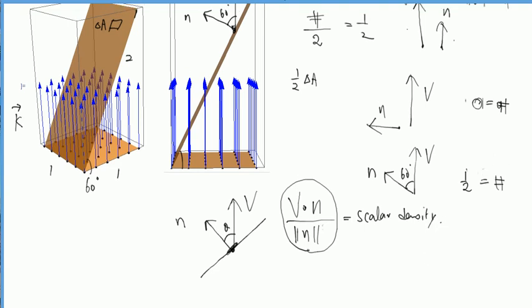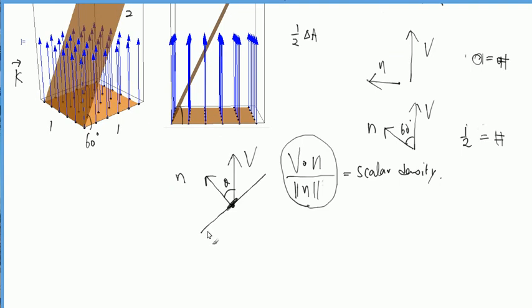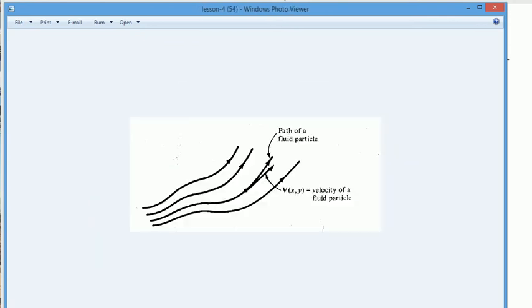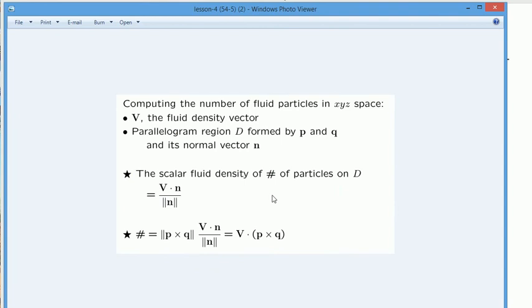That means if you sample a tiny region with area delta A, the number of particles passing through that tiny area is exactly this scalar times delta A. That's the number of particles passing through. Hope that makes sense. So I think that's what's written before, the direct perpendicular one. I probably wrote it somewhere. Oh, it's written here.